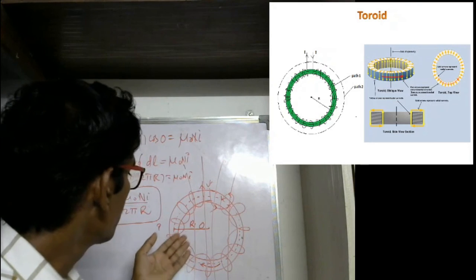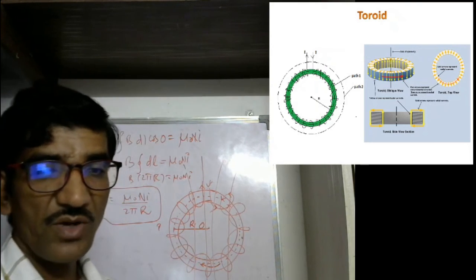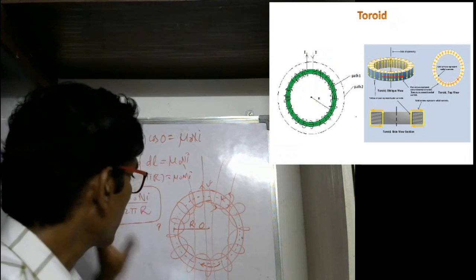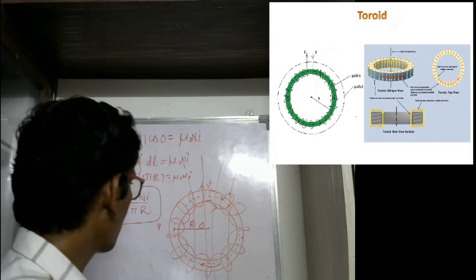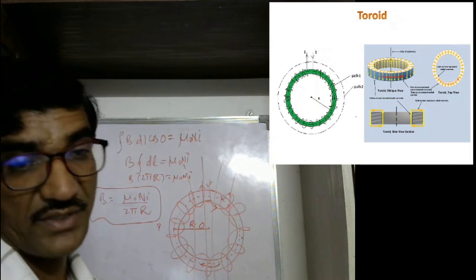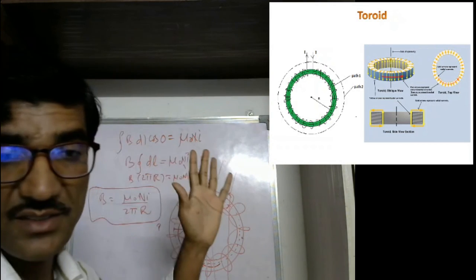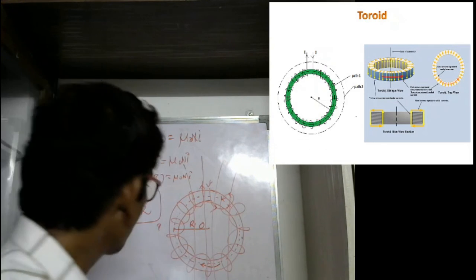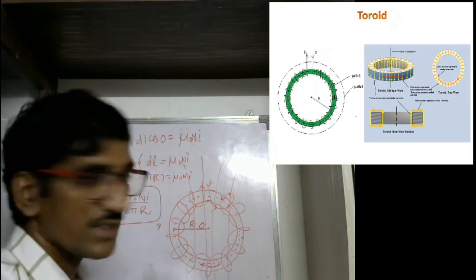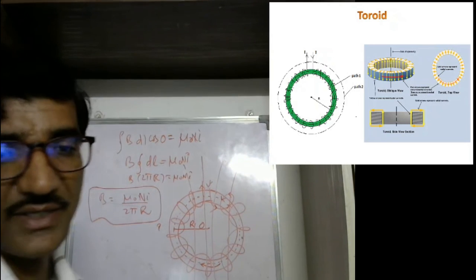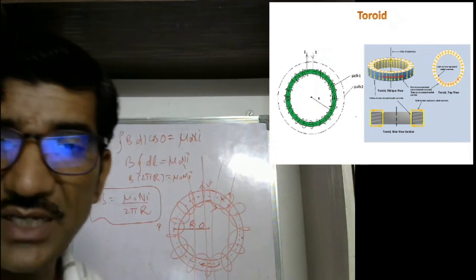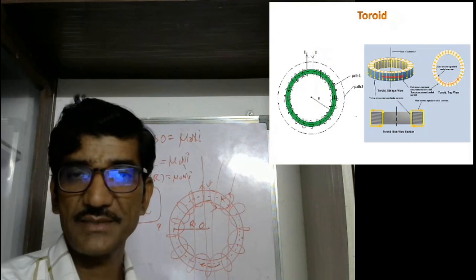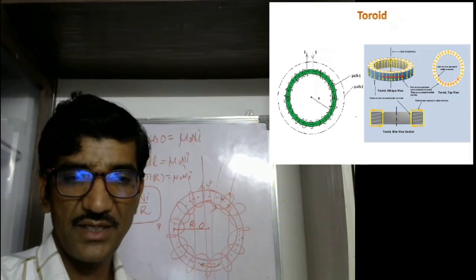If you are taking a very long toroid, then its magnetic induction will be the same as that of the solenoid. If you are taking so many turns, and your R is infinite, then this is equivalent to mu naught n I, the field of the solenoid.